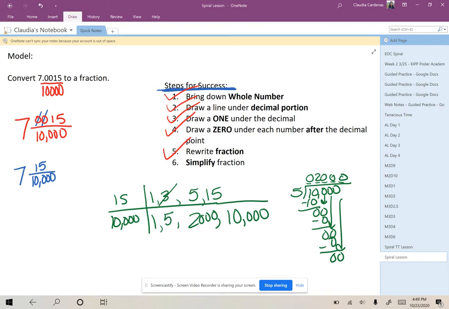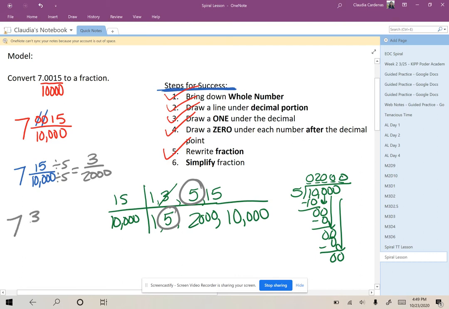So I'm going to pick the biggest number that goes into 15 and 10,000 evenly. Oh, I didn't actually check 15 and 10,000, but I'm going to tell you right now, it does not go into 10,000 evenly. So we're going to circle 5, which means I can divide 15 by 5 and 10,000 by 5. And 15 divided by 5 is 3, and 10,000 divided by 5 is 2,000. Can any number go into 3 and 2,000? Nope. So our final simplified fraction is 7 and 3 over 2,000.